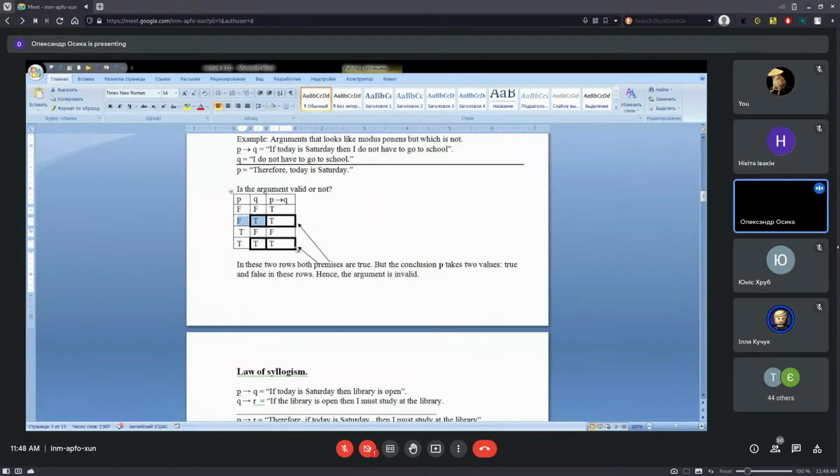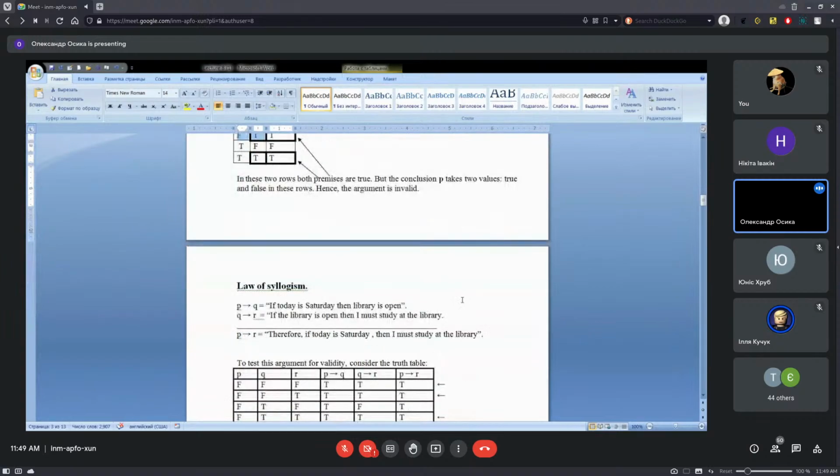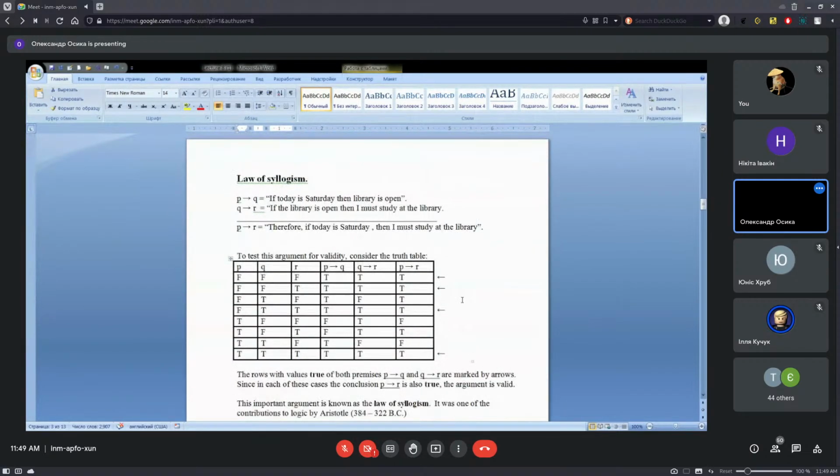So in these two rules, both premises are true, but the conclusion P takes two values. Hence, the argument is not valid. Law of syllogism.